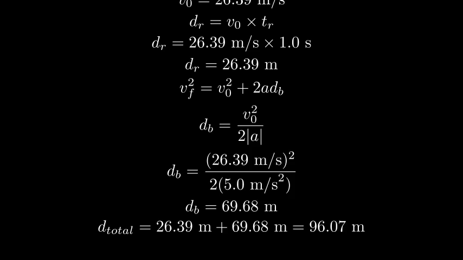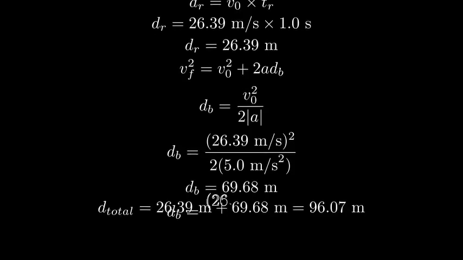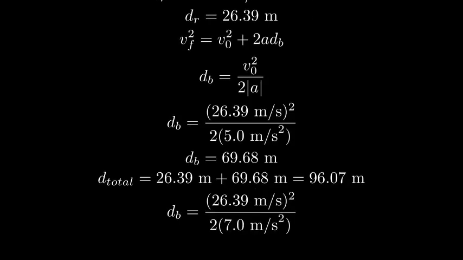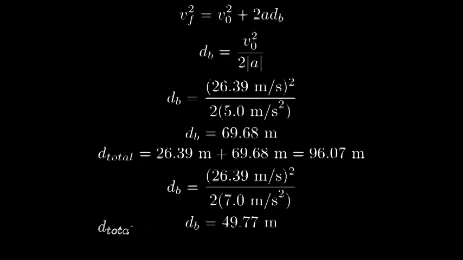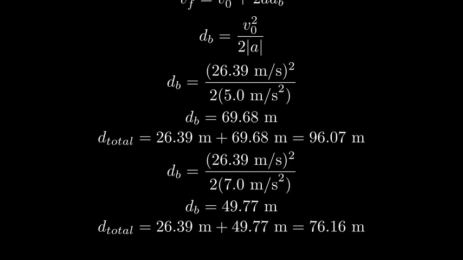For part B, we use the same process, but with a deceleration of 7.0 meters per second squared. Using the same initial velocity, but now with acceleration of negative 7.0 meters per second squared, we get a braking distance of 49.77 meters. The total stopping distance in this case is 76.16 meters.